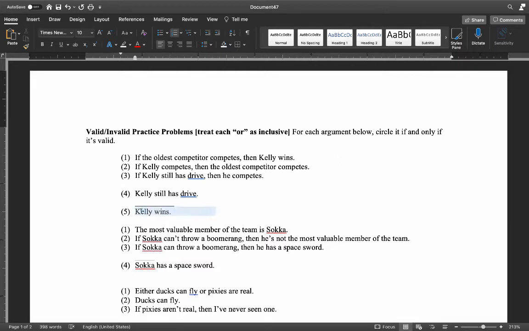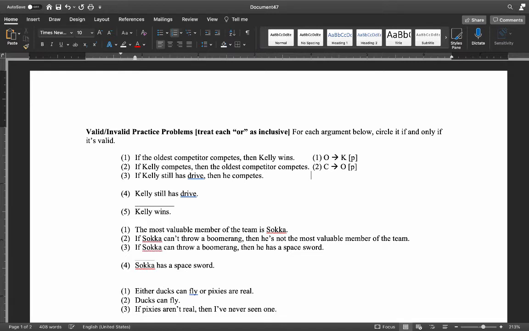So how do we do this? Well, we want to decide if Kelly wins really is a conclusion from a valid argument from 1 to 4. So how do we do that? Well, we represent the reasoning. Let's let the oldest competitor wins be O, and then say if the oldest competitor wins, then Kelly wins. We'll make that K. And that's our first premise. And now we come down here, and for our second premise, we're going to say if Kelly competes, make that C, then the oldest competitor wins. And we already saw the oldest competitor wins as O, so we've got C then O.